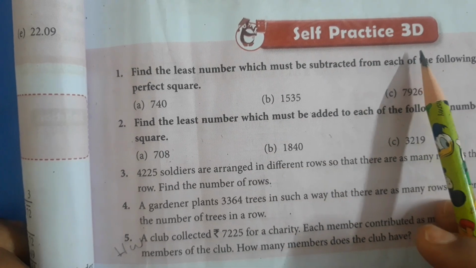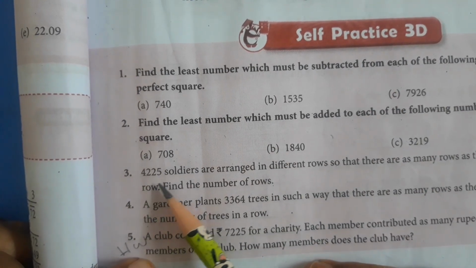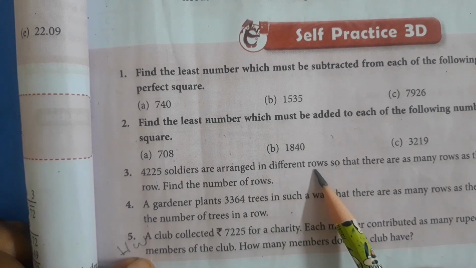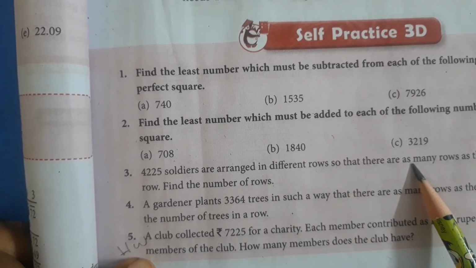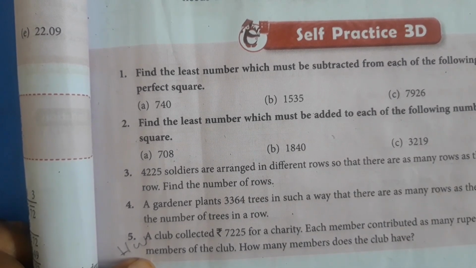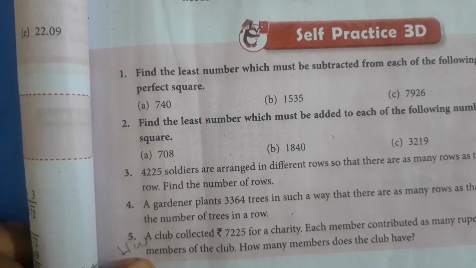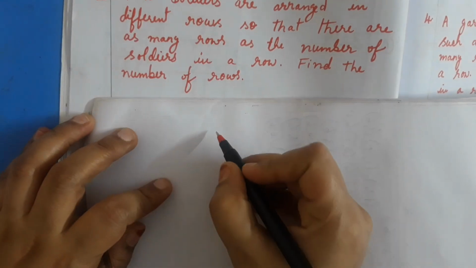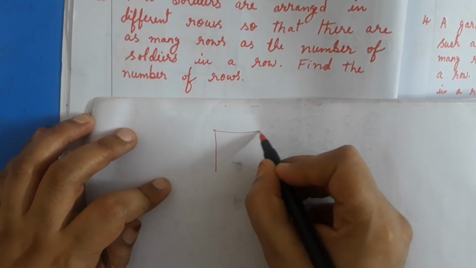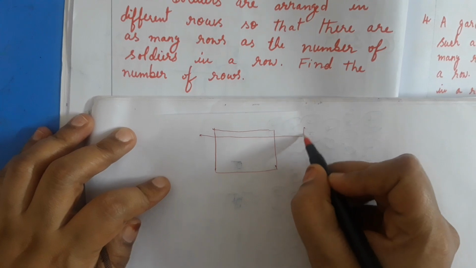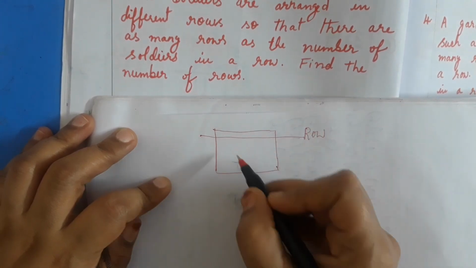Now self practice 3D. In this third question, 4225 soldiers are arranged in different rows so that there are as many rows as the number of soldiers in a row. Find the number of rows. So it means it is a square type of arrangement. Here this standing line is called the row. This is called the row.